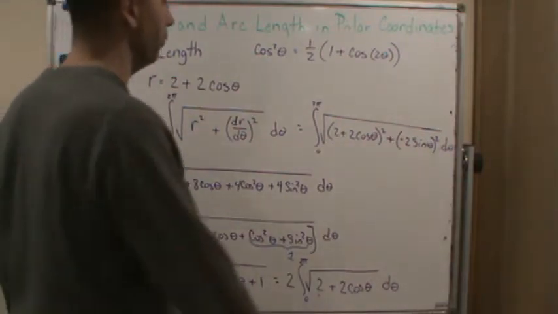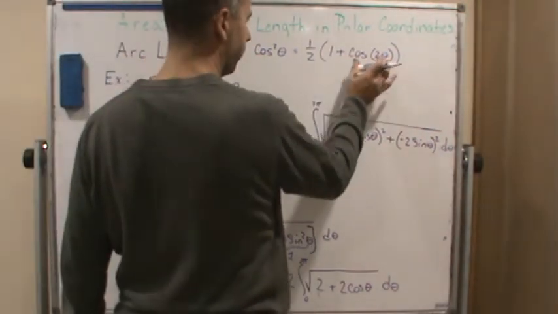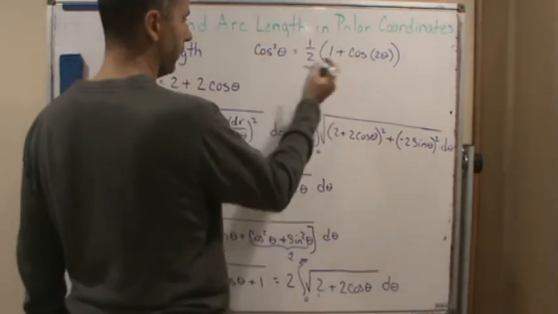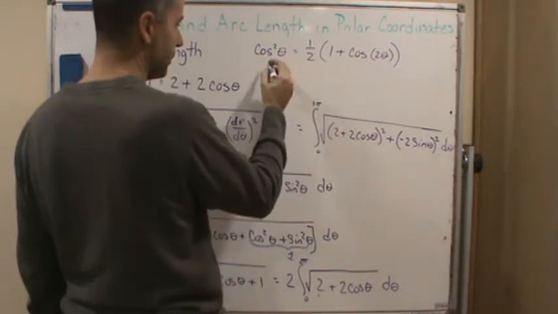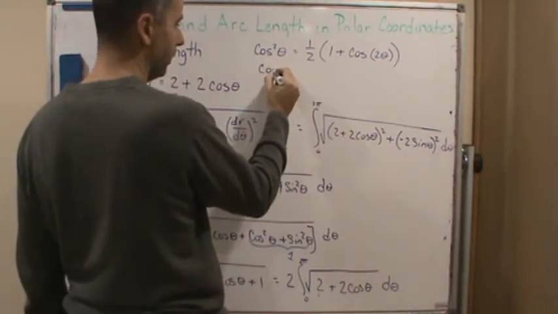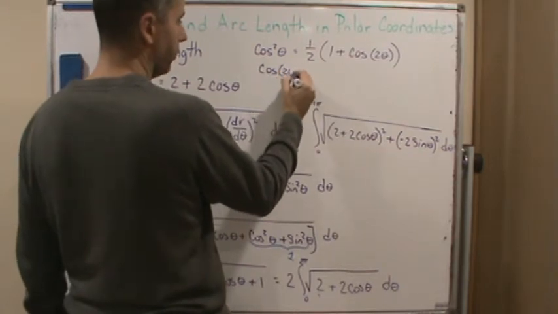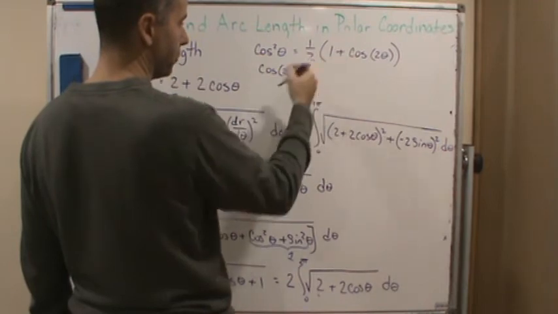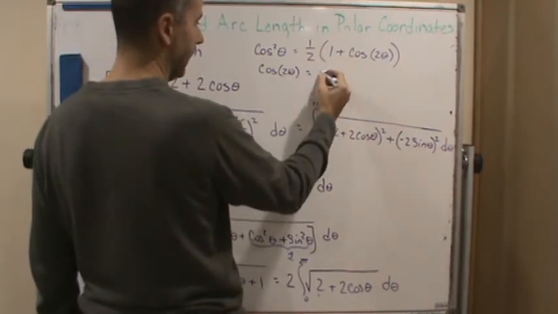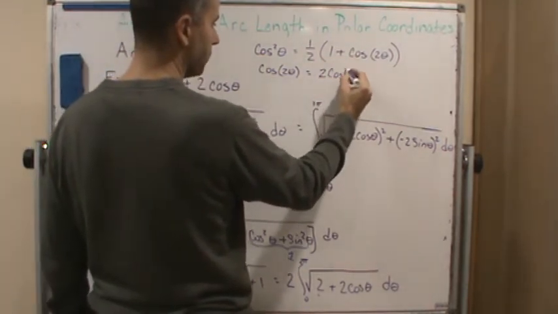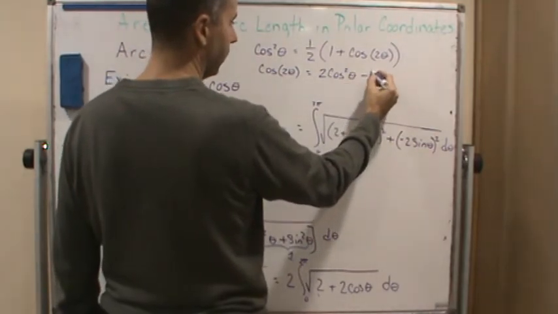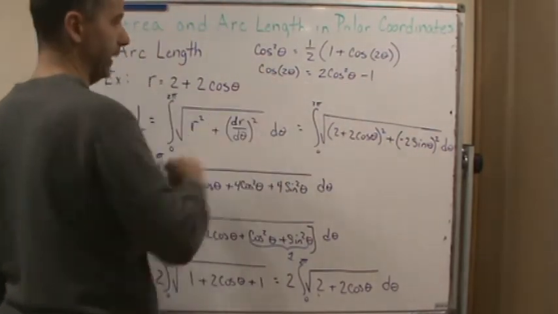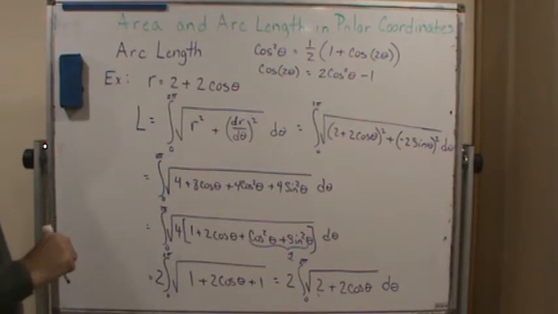So what we're going to do is solve for this one. The other identity, which is exactly the same as this one, is cosine 2 theta, and all I'm going to do is multiply both sides by 2 and then subtract 1, and so I'm going to get 2 cosine squared theta minus 1. So it's the same identity, but written differently.